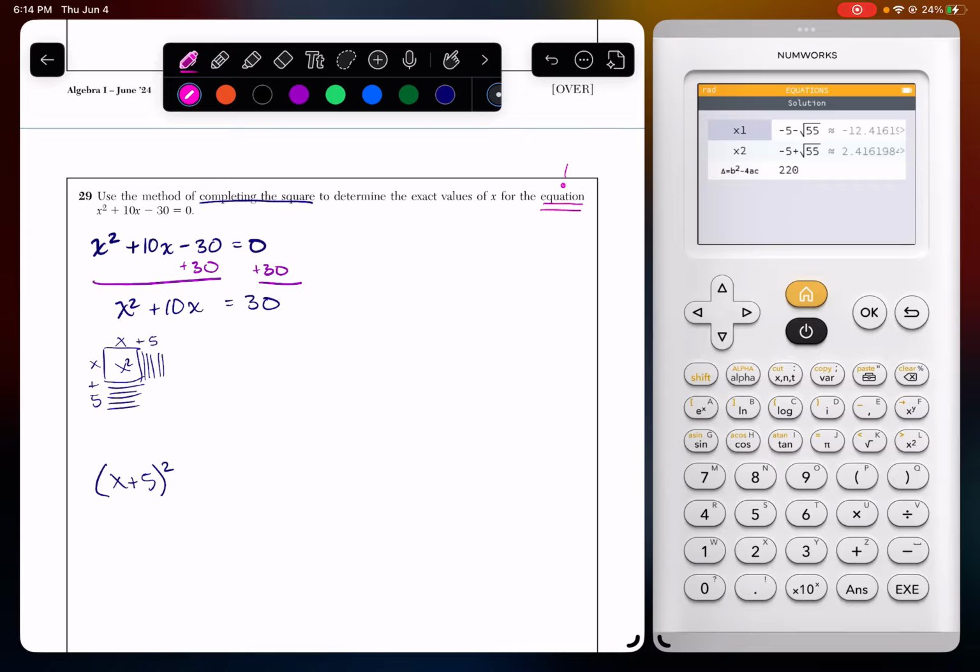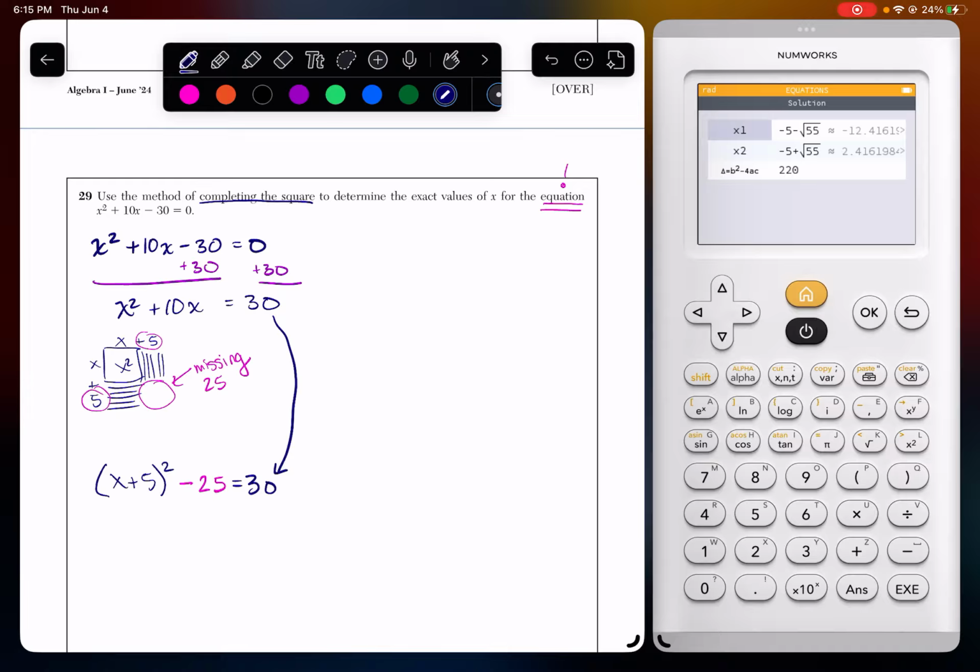However, because I don't have my constants, I have this empty corner. In this empty corner, I am missing 5 times 5. So I'm missing 25. Since I'm missing 25 in that lower corner, I'm going to say I have x plus 5 quantity squared minus 25, because the 25 are missing. And I know this entire thing is equal to 30, because those are the constants that I moved over from the beginning. So in that step, I have completed the square.